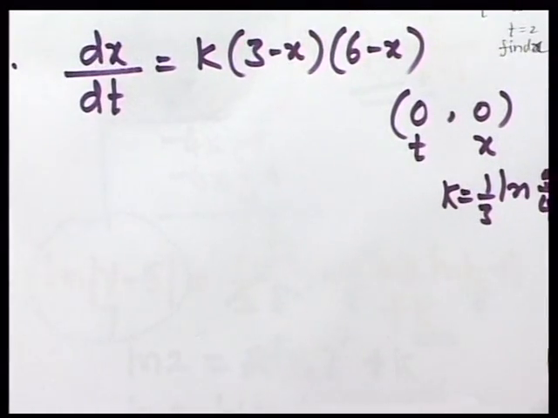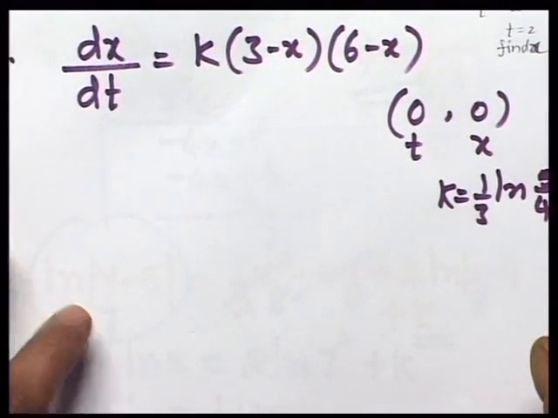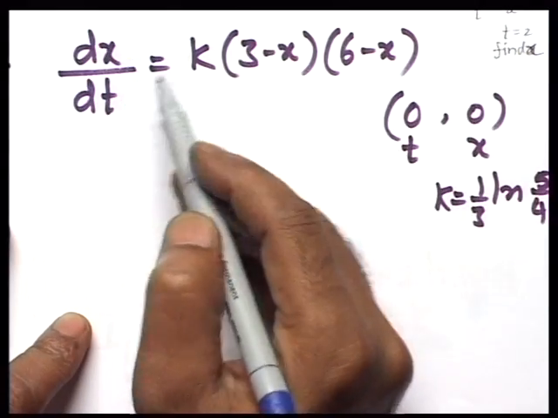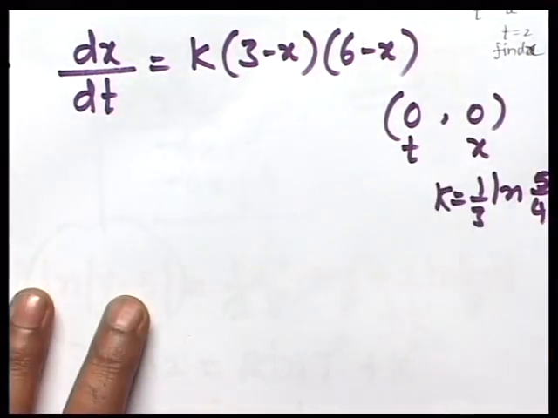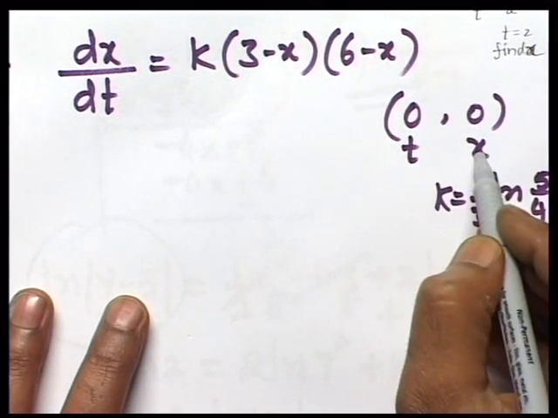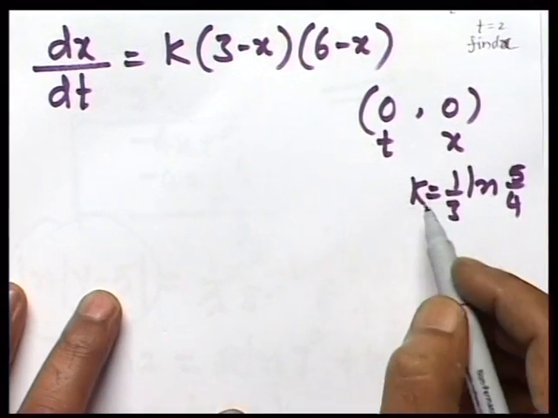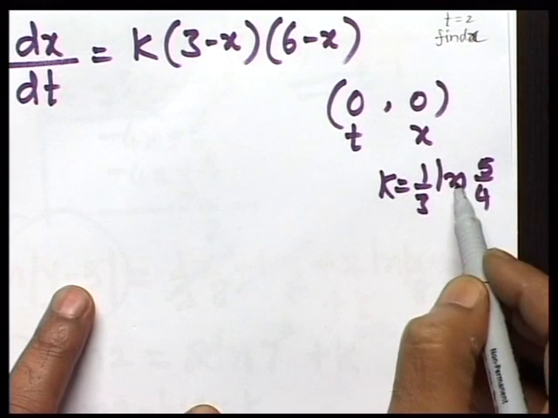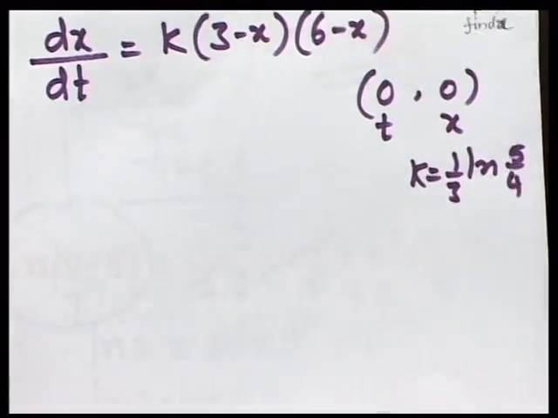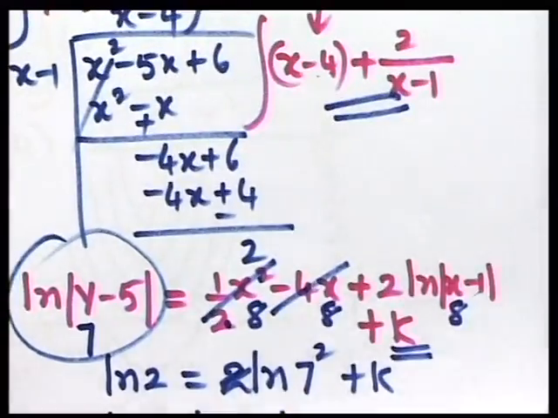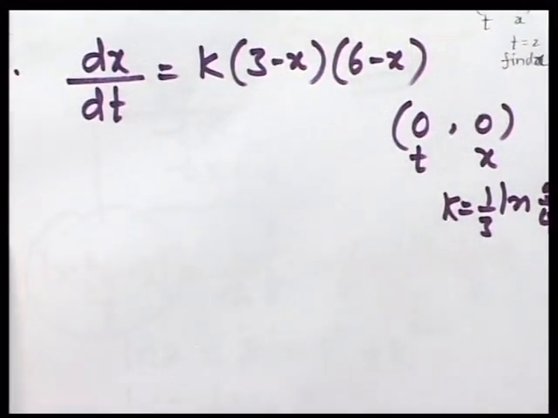Question 9 is on the screen now, which is a very nice question. We have dx over dt equals k times that bracket. The initial condition is given to me as t is 0 and x is 0. They want us to show that k equals 1/3 natural log 5 over 4. So let's see how this is done, right? We have the question there, I think. Yes, this is the sum.